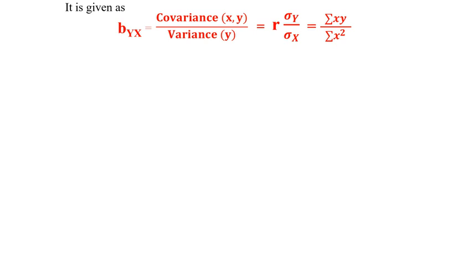I hope you remember what is small x and small y. So small x means x minus x bar, small y means y minus y bar; the actual mean we have to take. Y bar means actual mean of y variables, x bar means actual mean of x variables. Okay.